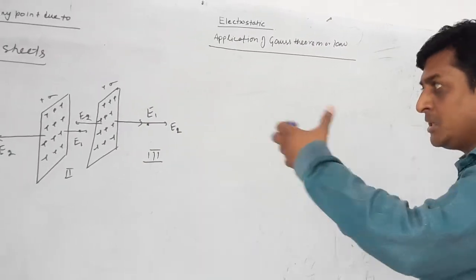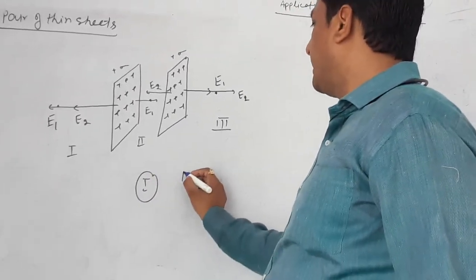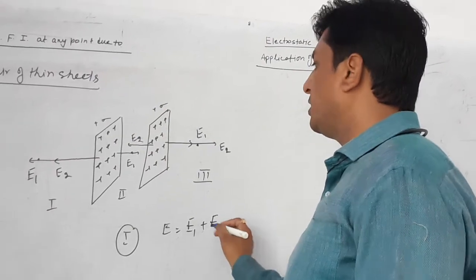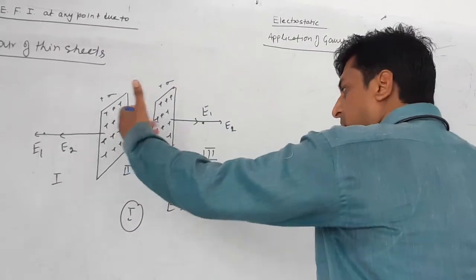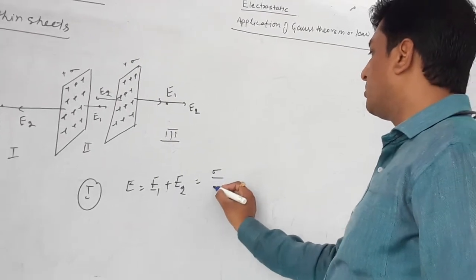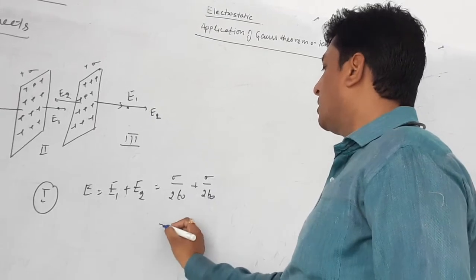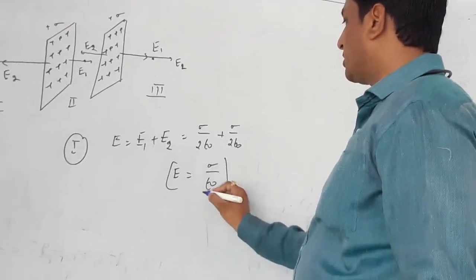Now you can calculate intensity for all three regions. For the first region, net intensity E will be, because intensity is a vector quantity, so it will add. You have already solved intensity due to a plane sheet. For one plane sheet, sigma upon 2 epsilon naught, and for the other also sigma upon 2 epsilon naught, you will get the result sigma upon epsilon naught as intensity in region first.